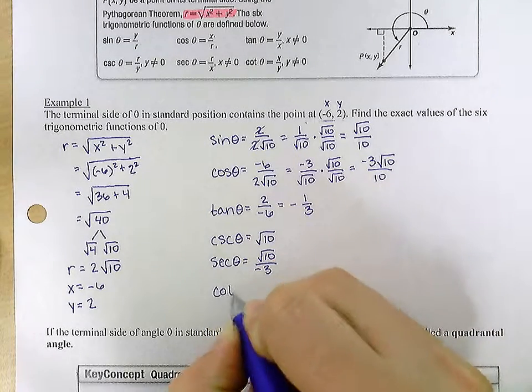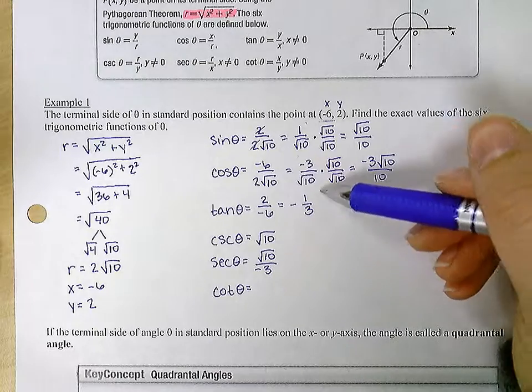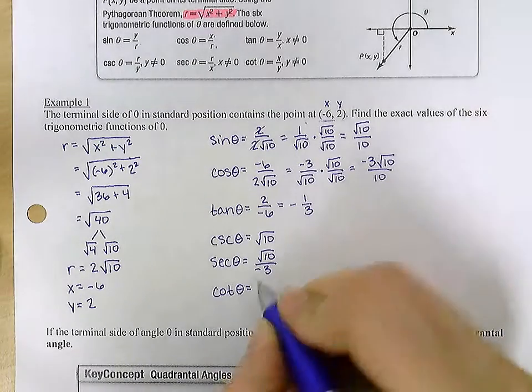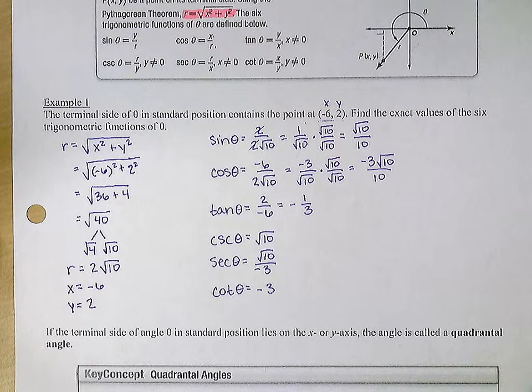And then cotangent is the reciprocal of tangent. So flip-flop, again, your numerator and denominator. Either negative 3 or negative 3 over 1 is acceptable as well. Okay, so we're still just finding these 6 trig functions given x, y, and r now. Okay, questions on example 1? Make sense?